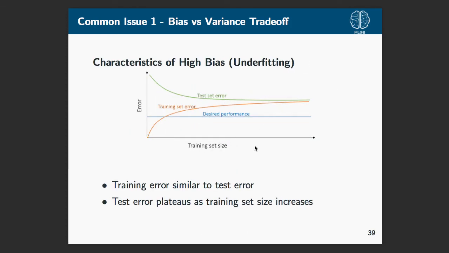So if you're plotting training set size versus error, these are the general shapes that allow you to diagnose whether you have a model with high bias or high variance.